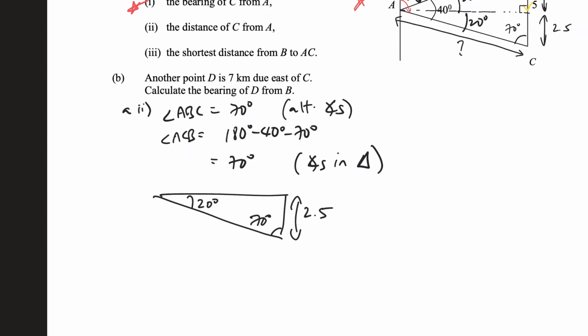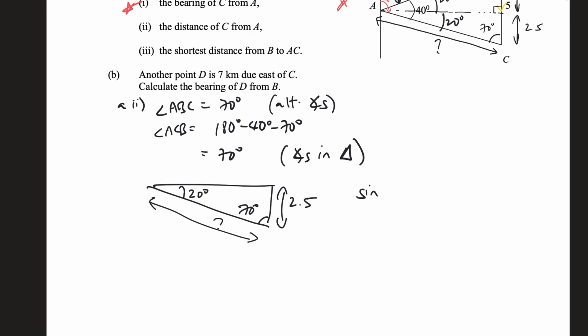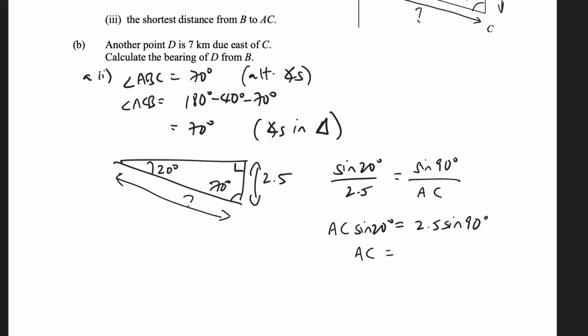Okay, now it's starting to look a bit clearer, because I'm trying to find this. I can use sine rule. I can say sine 20 degrees over 2.5 equals sine of 90 degrees over AC. And then you will see, when you try to simplify it, if you cross multiply, AC equals 2.5 over sine 20, and AC equals 7.31.